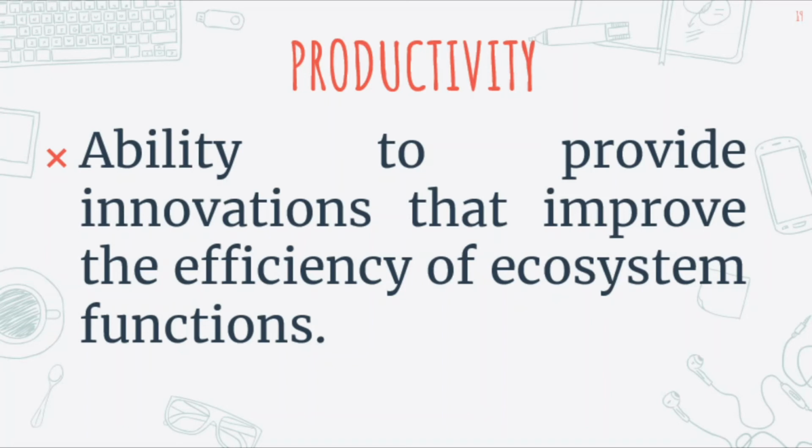We also have different terms in the digital tourism ecosystem. We already know these terms, but they have helpful meanings when it comes to e-tourism. When we say productivity, that a particular country or business is productive, it means the ability to provide innovations that improve the efficiency of ecosystem functions. You give new inventions or innovate on what is already present, to improve efficiency in the e-tourism ecosystem.